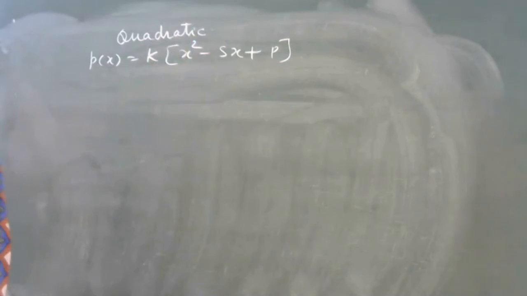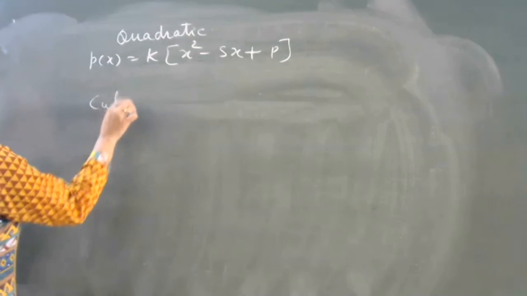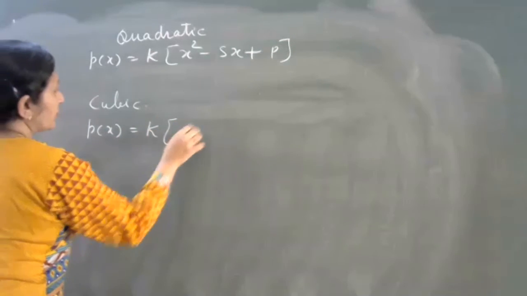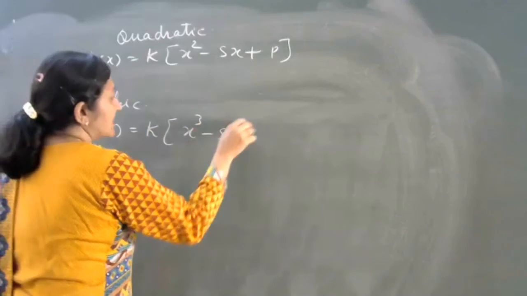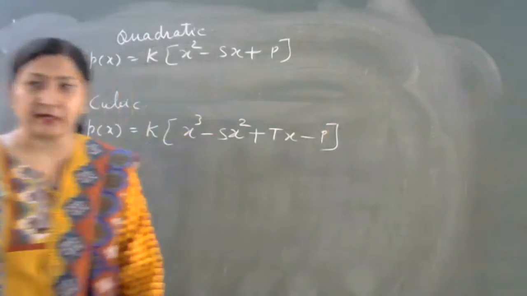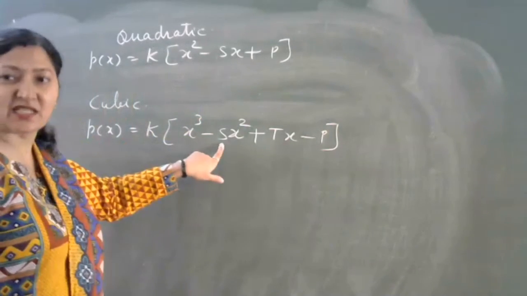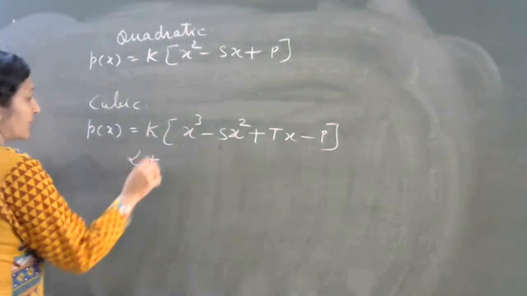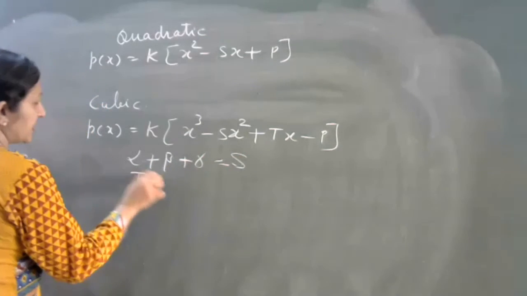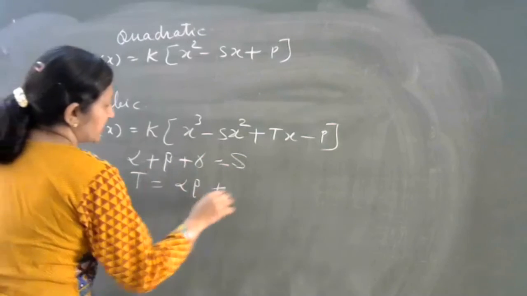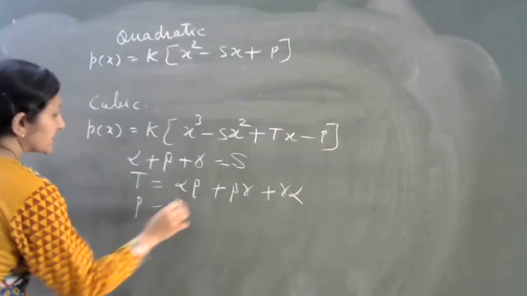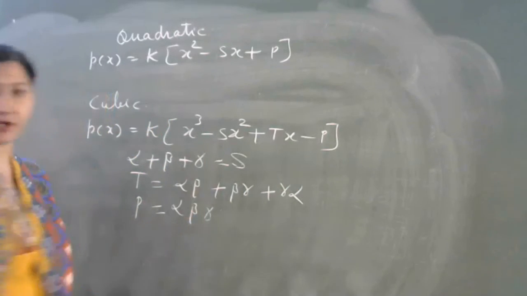And if it is cubic, then P(x) is equal to k into x cube minus s x square plus p x minus p. Here, what is s? The sum of all zeros, that is alpha plus beta plus gamma, is s. Then p is alpha beta plus beta gamma plus gamma alpha, and the last term is alpha into beta into gamma. Clear?